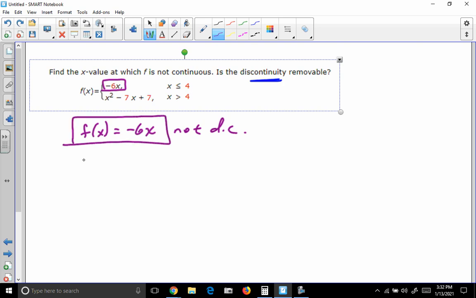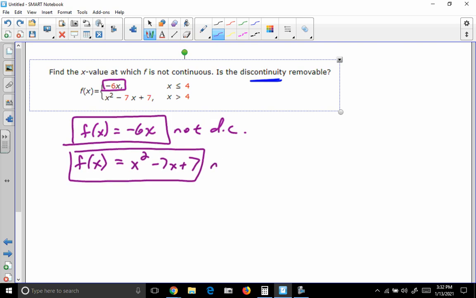That's never undefined. If we look at the second part, x squared minus 7x plus 7, same thing is true there. That's a polynomial, so that's not discontinuous. Any number you pick for x, you're going to get an answer for that. Now, the top function only applies when x is less than or equal to 4. The bottom part only applies when x is bigger than 4. But regardless, we know that top function is always continuous. The bottom is always continuous.